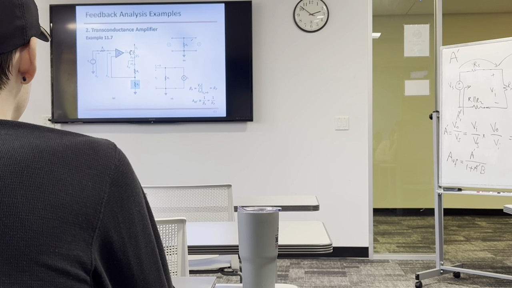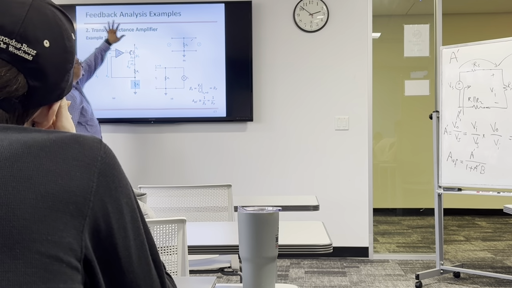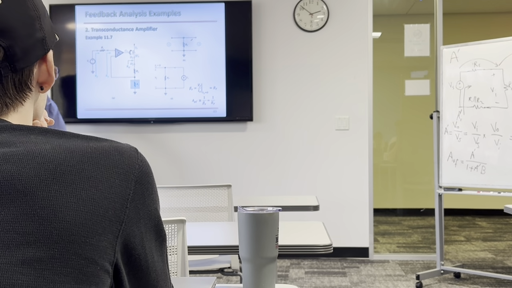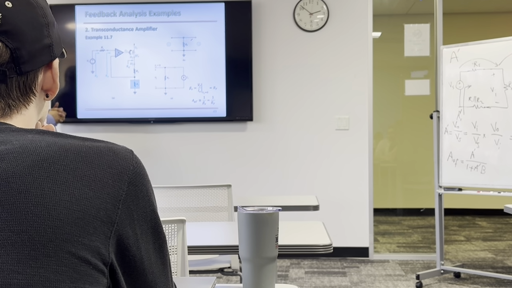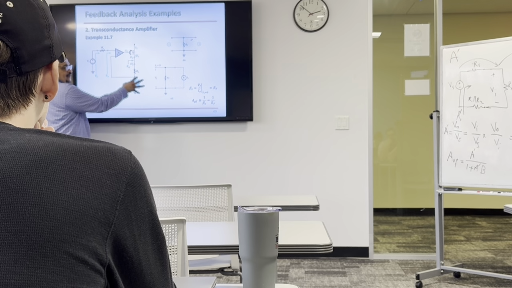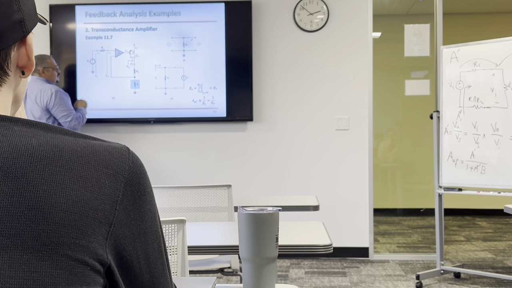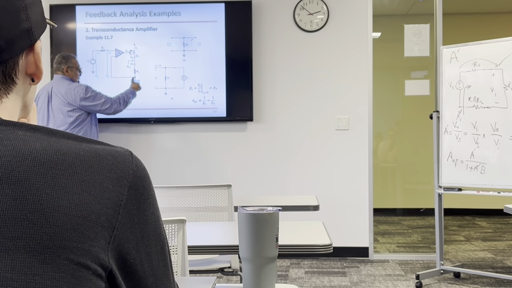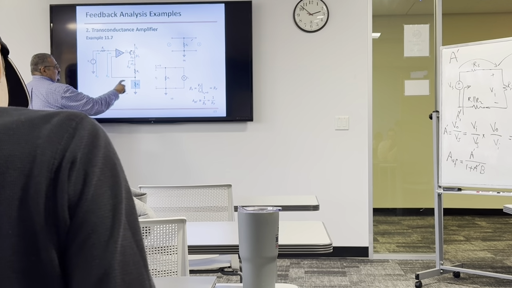Okay, let's do this example. Without looking into this, what do you think? What are we mixing and what are we sensing? Let's start with mixing. First of all, where is the feedback network? It's only RF, right? RL is not part of the feedback network. So this voltage is VF, right? And we are mixing it as series, right?